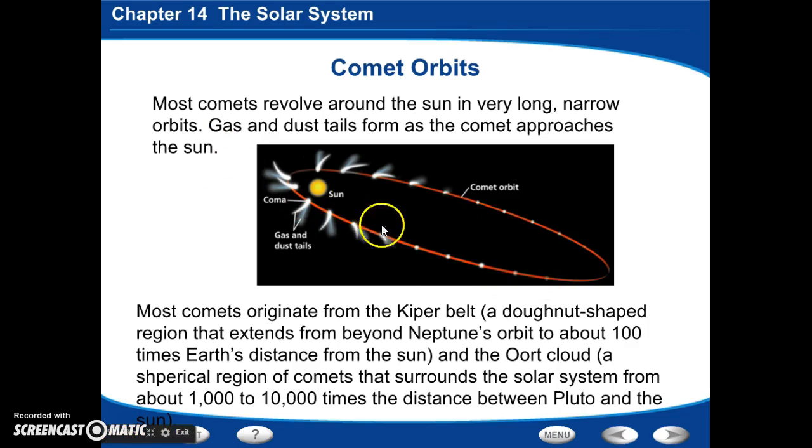Comets revolve around the sun in a very long, narrow orbit, and the tail, as you can see here, is always pointed away from the sun.